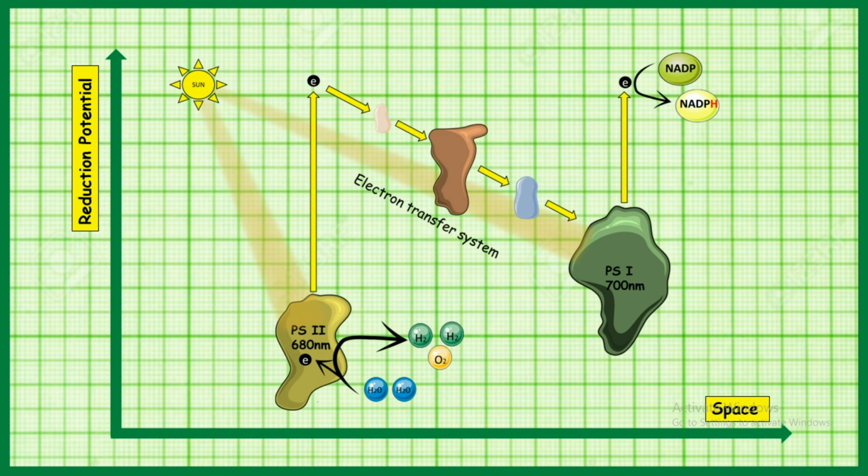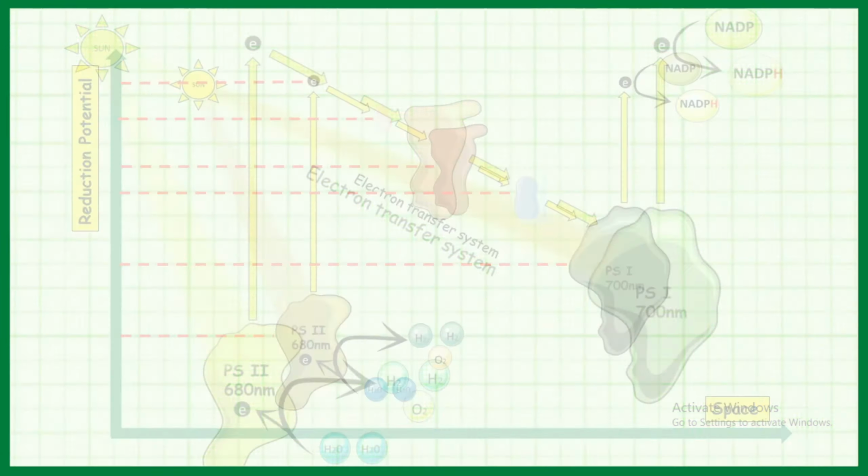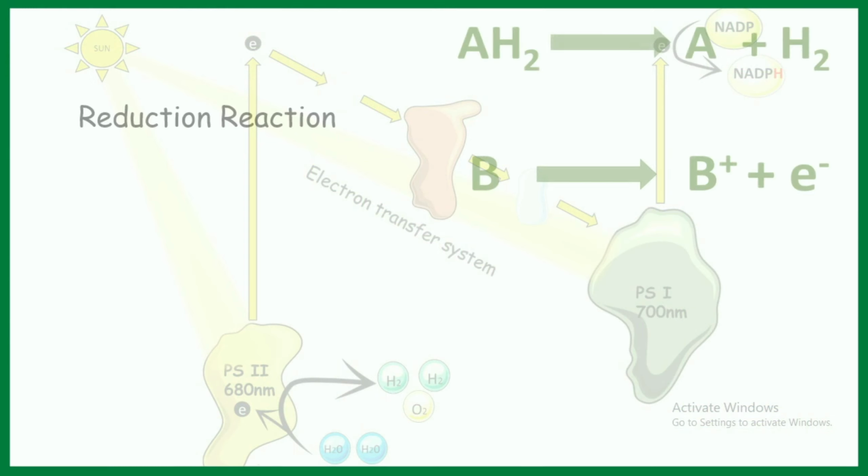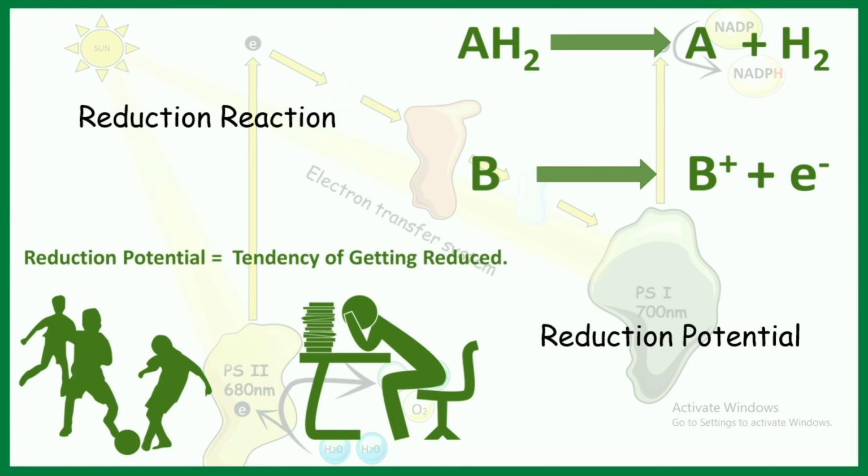Considering that, you can see the electrons after jumping out of their molecules have a certain reduction potential, and then the electron transfer system has lower reduction potential as compared to the electrons, and then comes the reduction potential of PS1, and finally in the lowest part comes the reduction potential of PS2. Now the question that is coming to your mind is, what is reduction potential? To answer your question, we need to know two things: one, the idea of reduction reaction, and two, the idea of reduction potential.